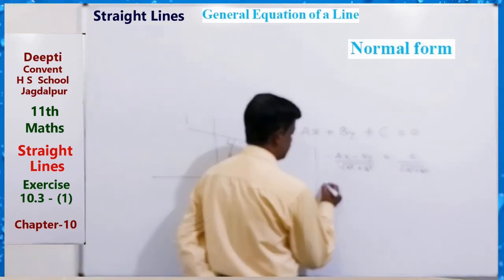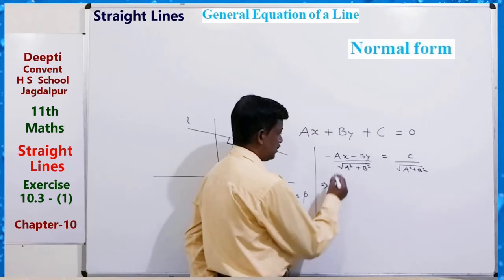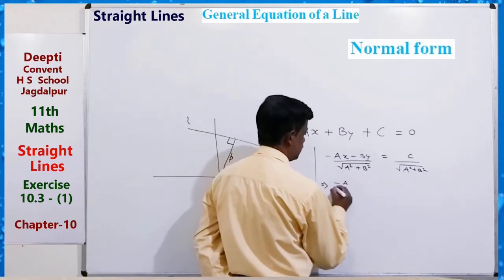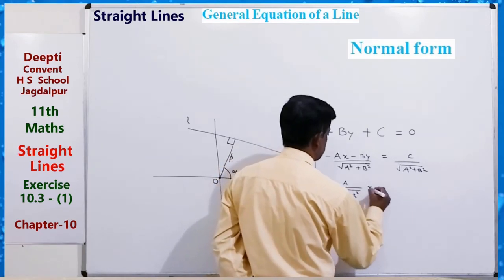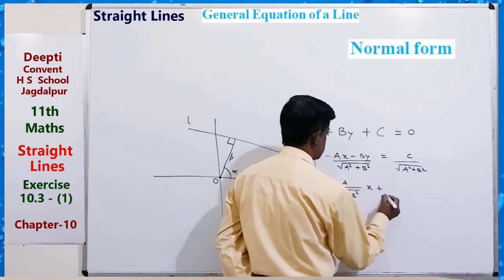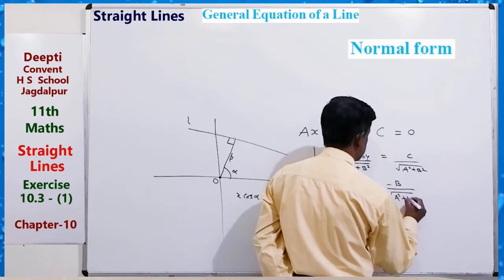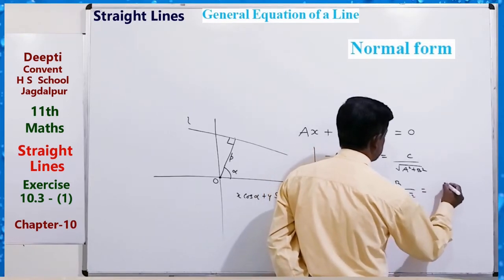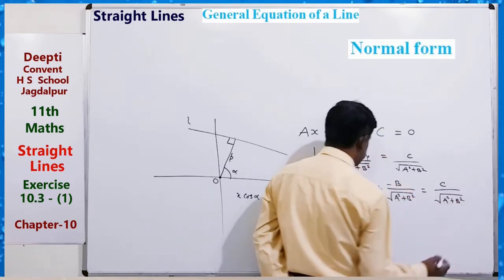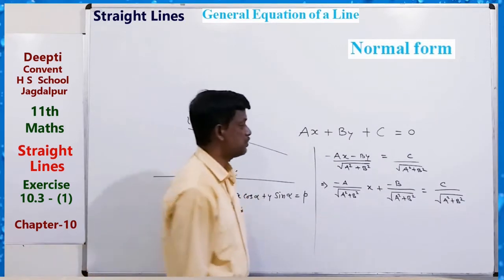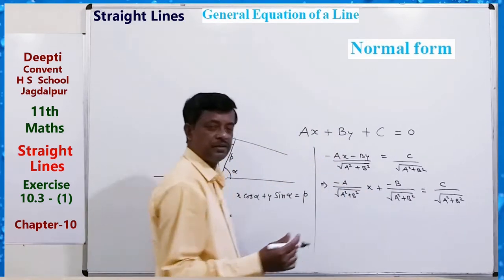Okay, so here we see that minus a upon root over a square plus b square x plus minus b upon root over a square plus b square y equals c upon root over a square plus b square. Here the plus minus sign is taken on both sides.